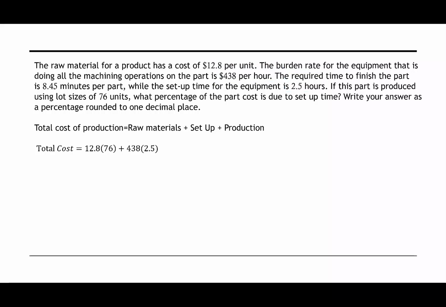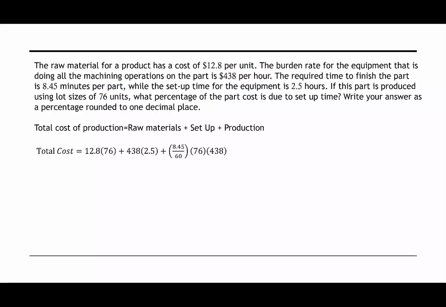To find the cost of production, we need to start by looking at how long it takes to make each part. Each part takes 8.45 minutes. But everything else in the problem is based on hours, so we'll start by converting 8.45 minutes to hours by dividing by 60. We'll take this time, multiply it by the number of parts, 76, and then multiply it by the cost per hour, which is 438.